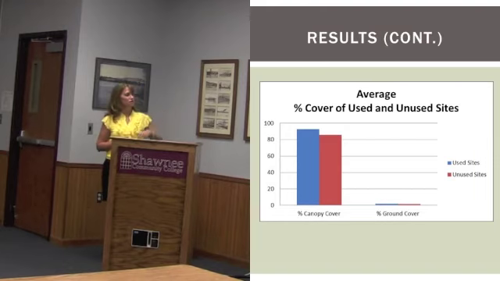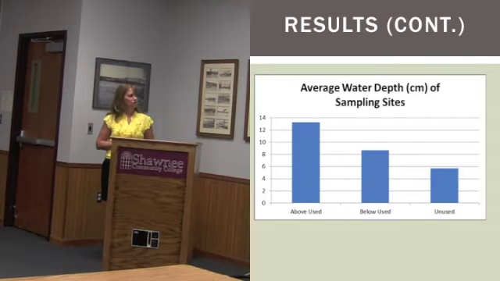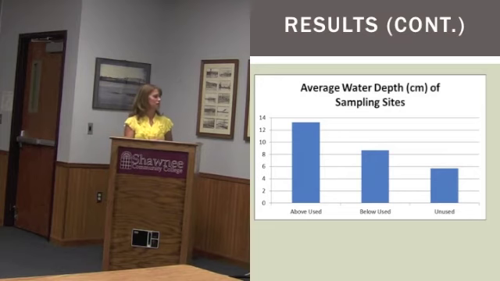And the water level above a dam was about 13 centimeters, which is really low right now. And below it was about 9, which, like I showed you on one of those first slides, should have been at least a meter different between a dammed site and below the dam. And in the unused site, the water level should have been somewhere in between those two, and it was not, as well. But there were some issues with that, and I'll explain that in just a few minutes.